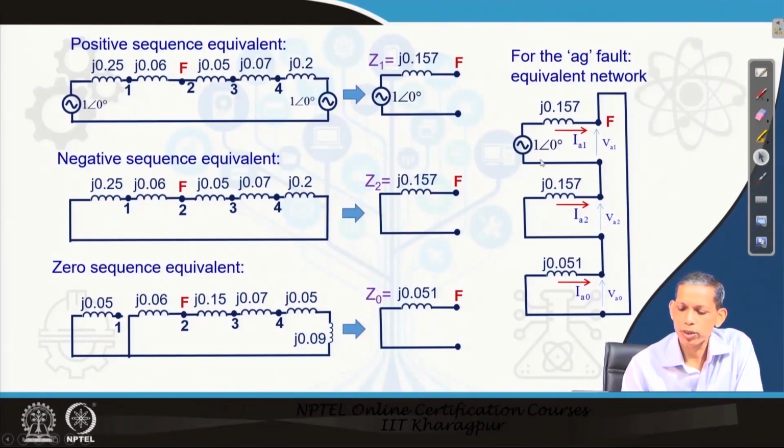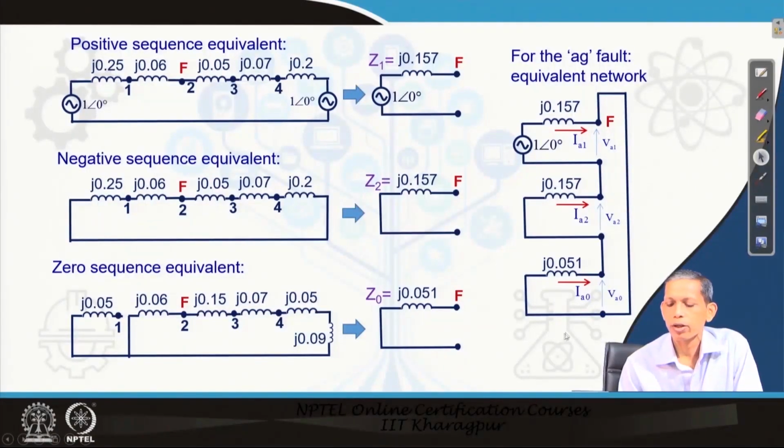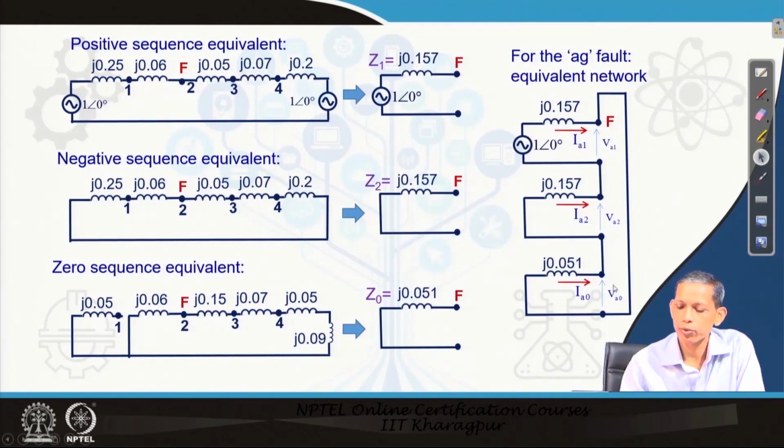So, therefore, from this diagram we can easily calculate the corresponding I A 1, I A 2 and I A 0, and also the corresponding V A 1, V A 2 and V A 0. We know here V A 1 is nothing but 1 with an angle of 0 degree minus this drop, and V A 2 is nothing but minus of I A 2 into this impedance, and V A 0 equals minus of I A 0 into this impedance.